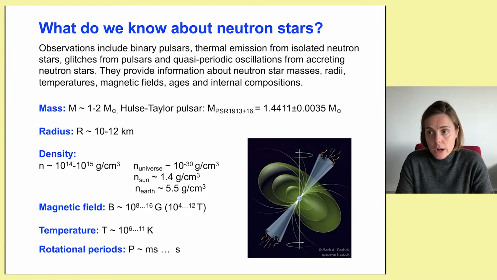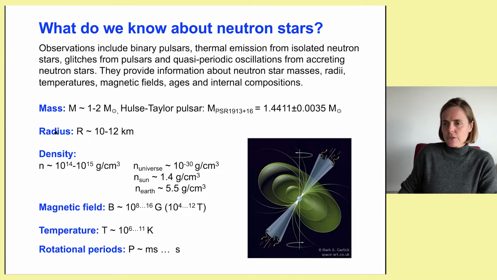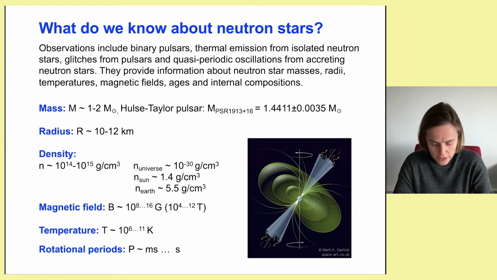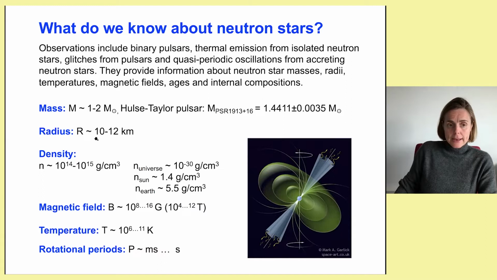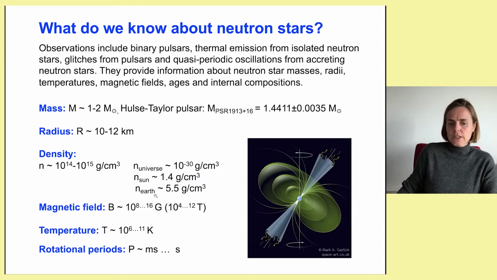because this discovery opened a venue for testing general relativity. Then we also have the radius of those objects, which is something nowadays very important and being studied in great detail, and which up to very recently had no reliable determinations. We had an idea, but not exactly. And as I said before, the densities are very high compared with, for example, the density on Earth, where we are talking a few grams per cubic centimeter.